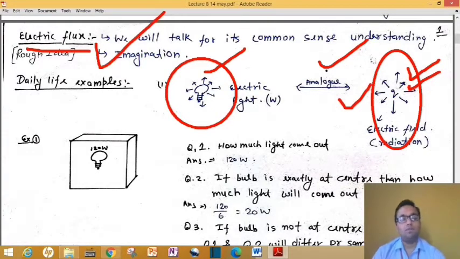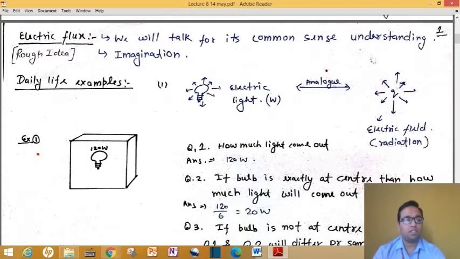So if someone asks you what is the physical meaning of electric flux, electric flux means nothing but the measurement of that radiation that is coming out of an electric charge, obviously in the form of electric field lines. So we want to measure it. Second, I have made one example. You have to understand this example.